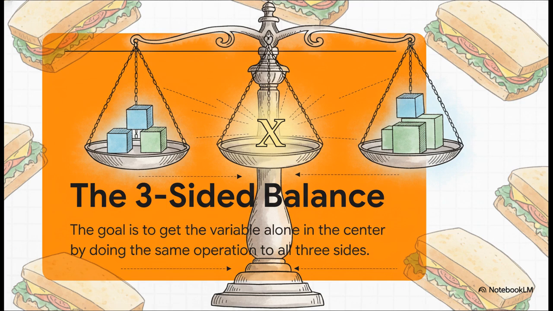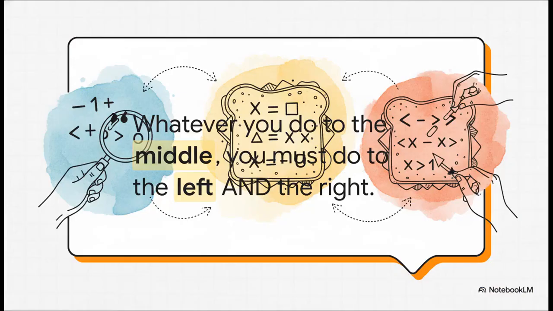You can almost picture a scale, but with 3 trays. Whatever you do to that middle part to isolate x, you have to do the exact same thing to the left part and the right part to keep it all level. Seriously, if you remember just one thing from all of this, make it this sentence right here. This is the golden rule. Whatever you do to the middle, you must do to the left and the right. Say it with me. Burn it into your brain. It is the key that unlocks every single one of these problems.